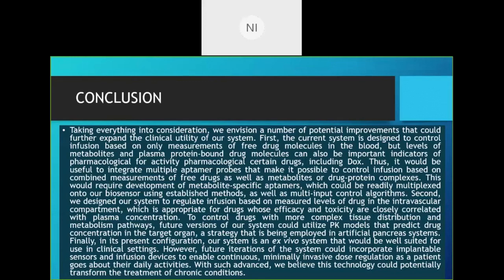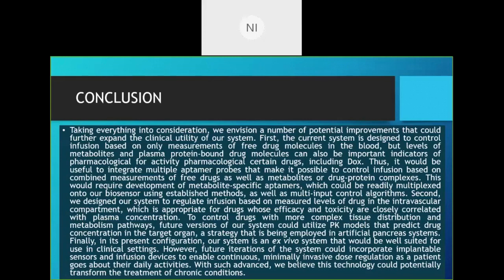These would require development of metabolite-specific aptamers, which could be readily multiplexed onto our biosensor using established methods, as well as multi-input control algorithms. Second, we designed our system to regulate infusion based on measured levels of drug in the intravascular compartment, which is appropriate for drugs whose efficacy and toxicity are clearly correlated with plasma concentration. To control drugs with more complex tissue distribution and metabolism pathways, future versions of our system could utilize PK models that predict drug concentration in the target organ, a strategy that is being employed in artificial pancreas systems.